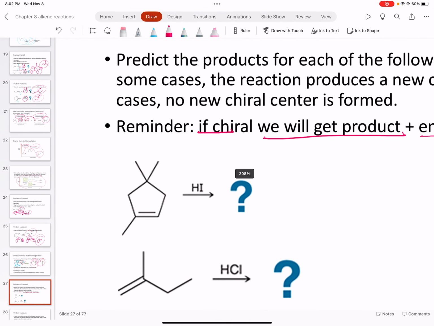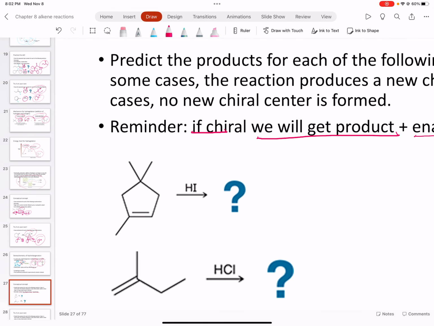So again, we're not doing any peroxides right now, so if you think about it, we'll get something like this. Our hydrogen will go on the least substituted, and our iodine will go to the most substituted.